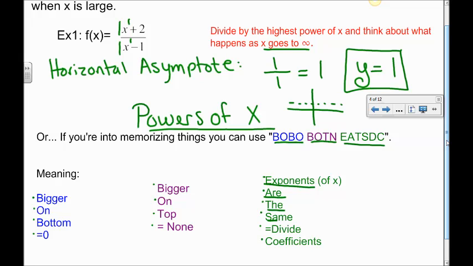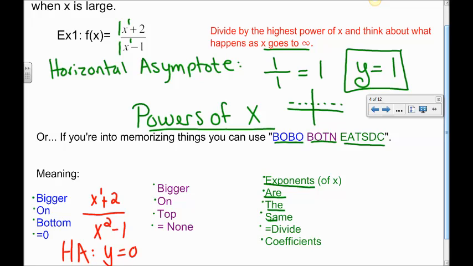Bigger on bottom refers to the power on the bottom being larger. For example, if we have something like x plus 2 over x squared minus 1, bigger on bottom means the power of x is bigger in the denominator. When that happens, our horizontal asymptote is going to be 0.